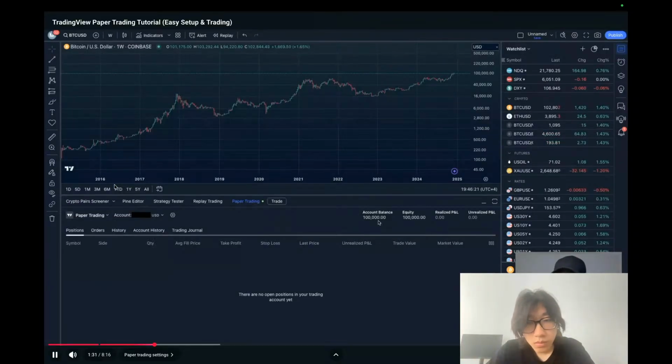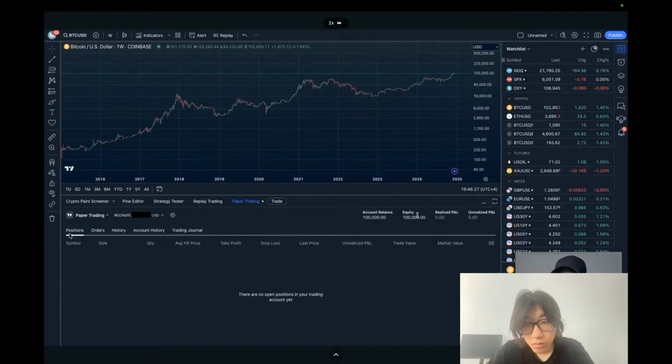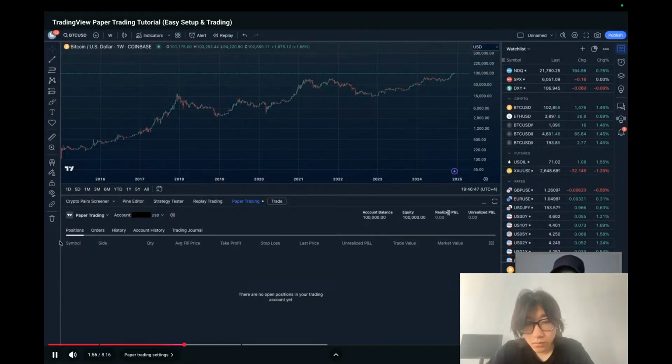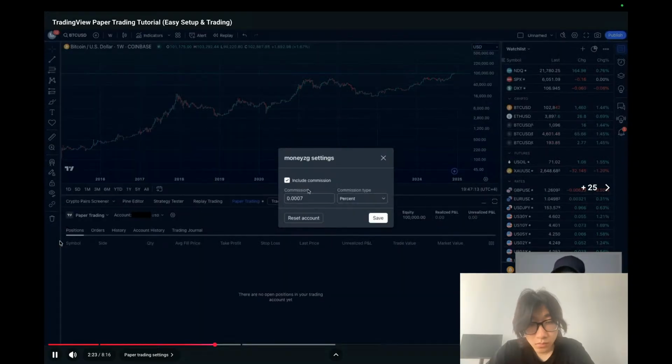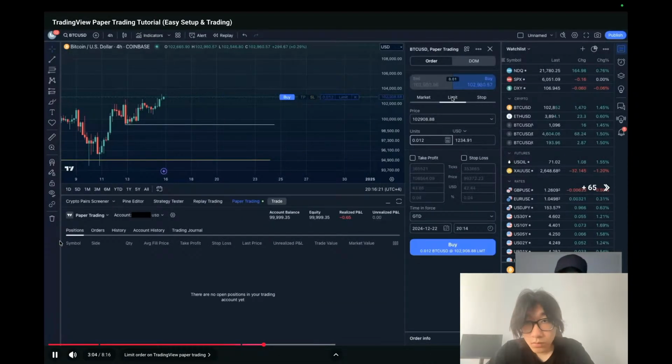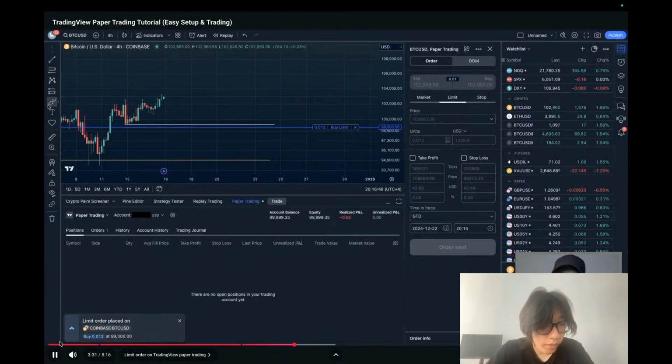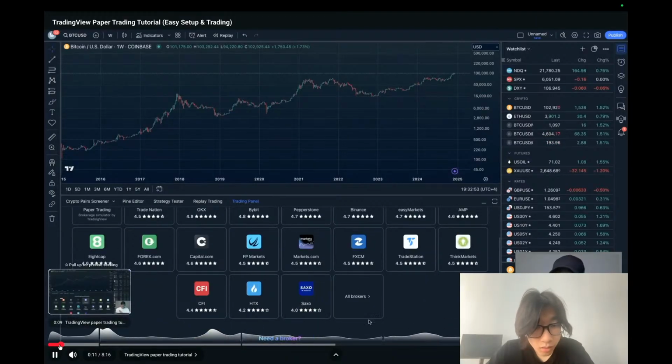This is account balance, equity, realized and unrealized P&L. Account balance is the amount of paper cash that you have to trade with. Equity is the total value of your account, cash plus any open positions. If you're making money in positions, that means the equity in your account will go up. And that's how much value your account is with cash and the profit that you have in positions. Realized P&L is the profit or loss that you've made. Just click the logo of your broker or search for.